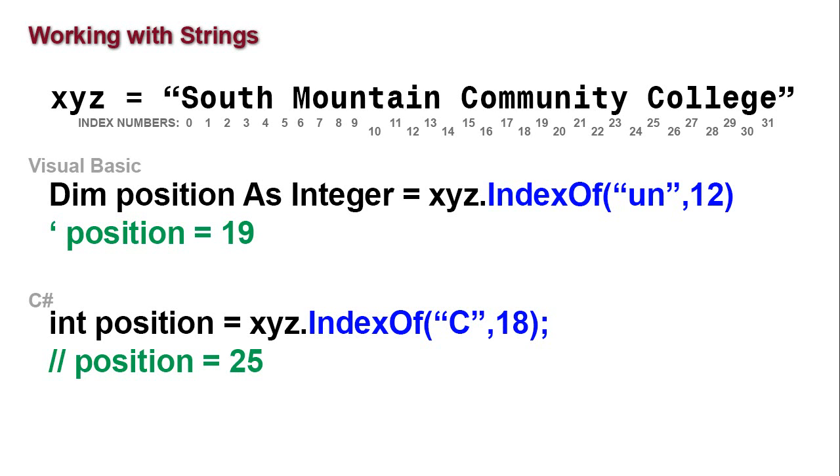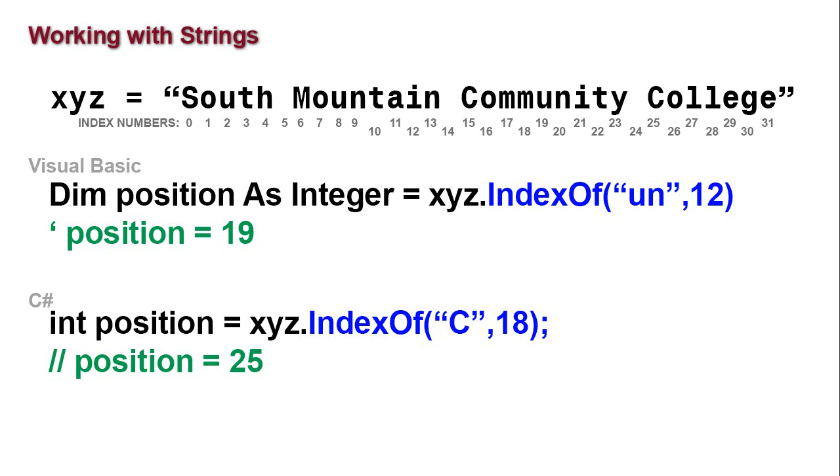We can also have a second parameter inside the IndexOf method, which is the location of where we want to start searching for this string. So I have the letters UN that I'm searching for in the Visual Basic example. And rather than finding the 7th and 8th characters, I want to start searching at character number 12. So it's going to start at the I in mountain and go to the end of the string, trying to look for the letters UN. It's going to find them at characters 19 and 20. It's going to return the first character, so that's character 19.